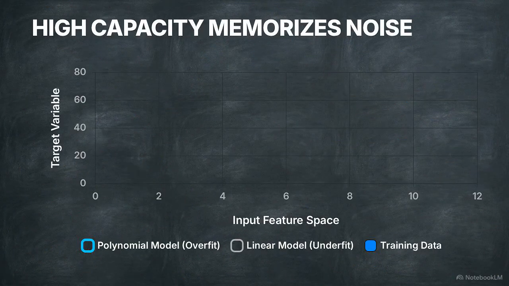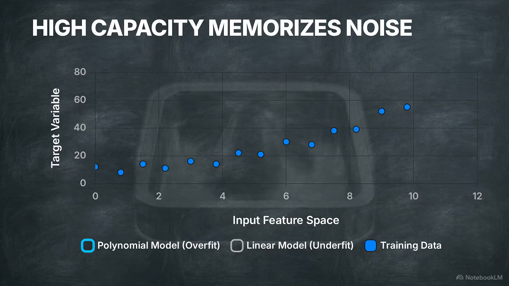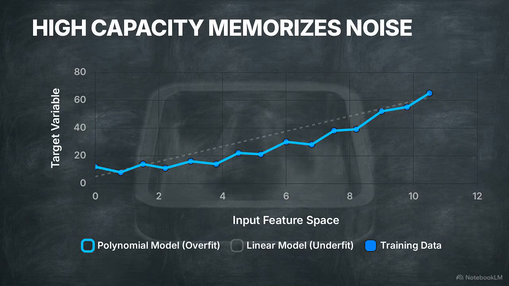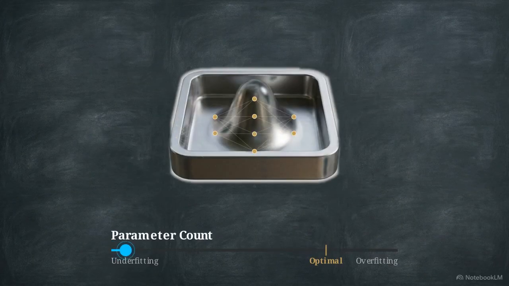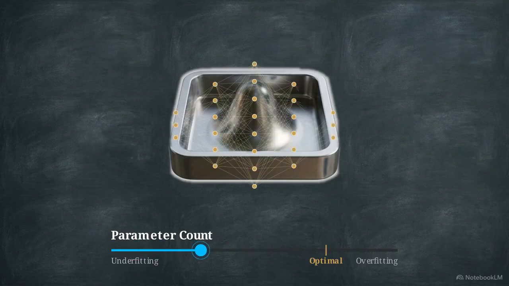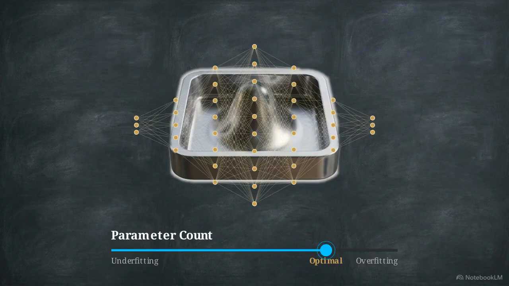Use a simple linear equation and we underfit. Increase capacity, and a high-degree polynomial contorts to pass perfectly through every point, memorizing noise instead of the signal. There's an inherent mismatch between sprawling data and rigid model boundaries. The logical assumption is to carefully tune the number of parameters until the model is the exact right size to capture the trend without overfitting.